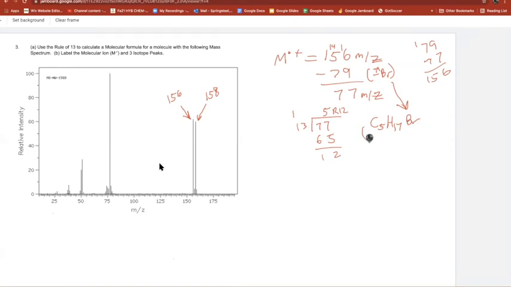Let's look at our degrees of unsaturation. It's going to be 5 plus 1 minus 17 plus 1 halogen minus 0 nitrogens, all over 2. It's going to be 6 minus 18 over 2. 6 minus 9, minus 3 degrees of unsaturation. It's not looking good. That's way too many hydrogens, huh? Not enough carbons.